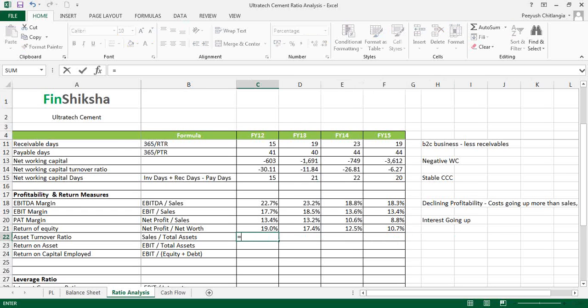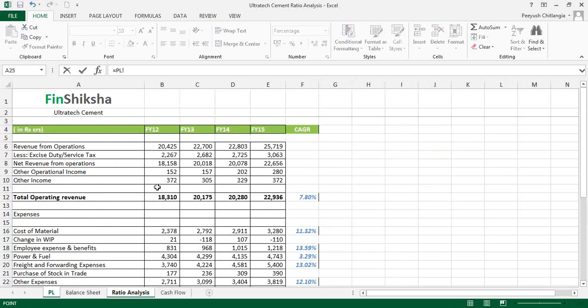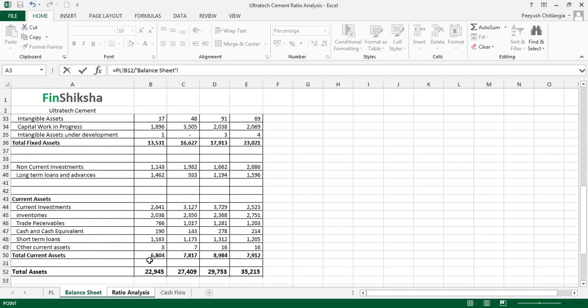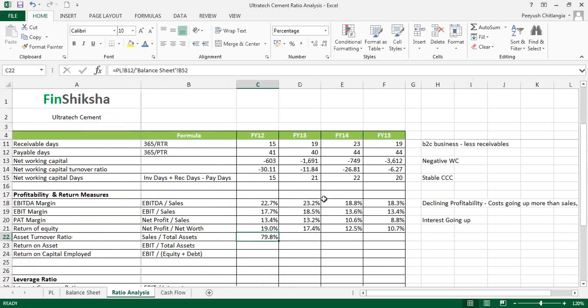Asset turnover ratio is my sales number, total operating revenue, divided by my balance sheet total assets number, right? So let's put total assets here, and sales by total assets is what we are looking at. This is typically seen in terms of a number and not in terms of percentages. We find asset turnover has gone down, which means assets have gone up, sales haven't really increased at the same clip, right?